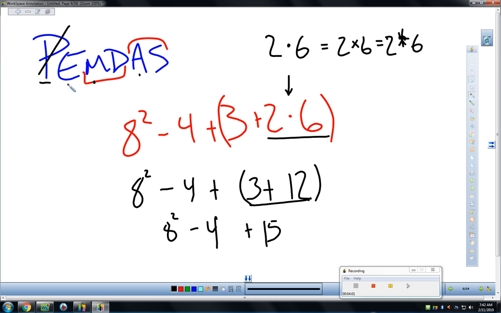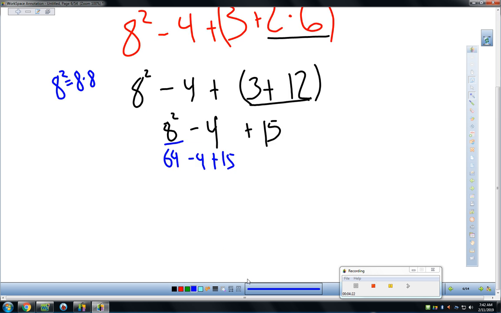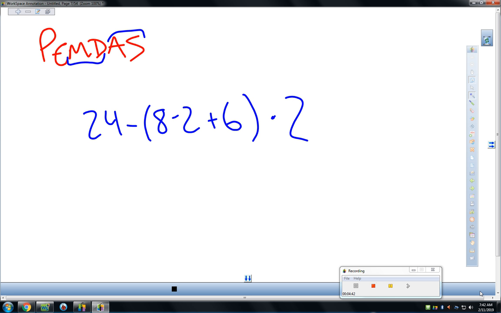Do I have anything with an exponent? Well, yes, I do. Right? 8 squared is 8 times 8. So that's 64 minus 4 plus 15. Should have given myself a little bit more space. All right. Going left to right, I see subtraction first. So 64 minus 4 is 60 plus 15. My answer here is 75.